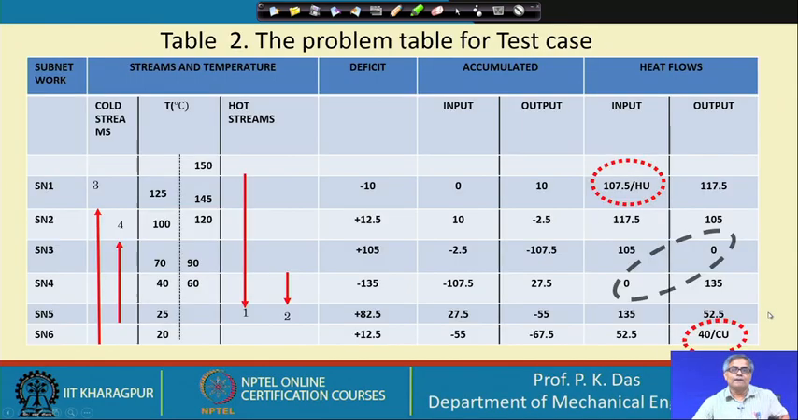I will go to this solution, the problem table method. Here we have the pinch point, all right. So, here we have the pinch point. Now, what do I try to do? In the pinch point, you see that I try to send some heat across the pinch point.